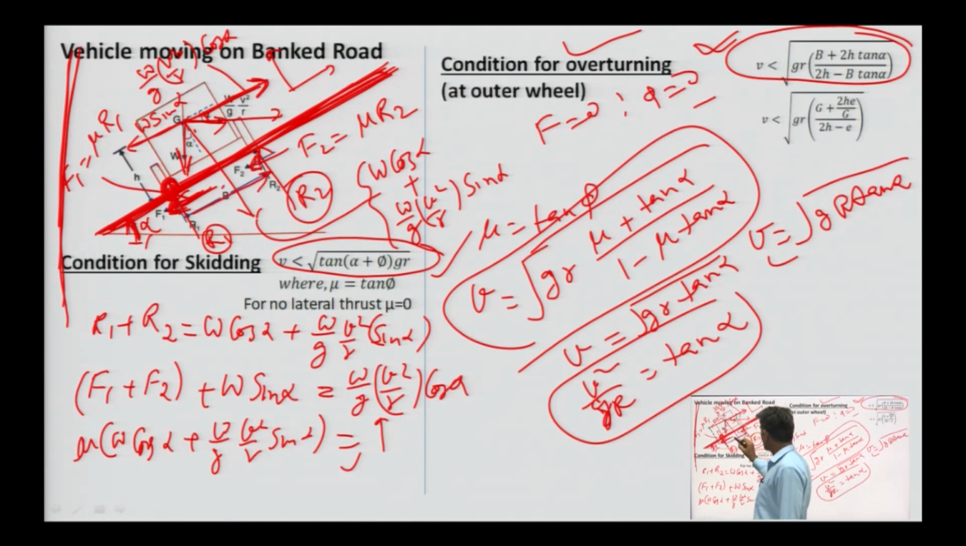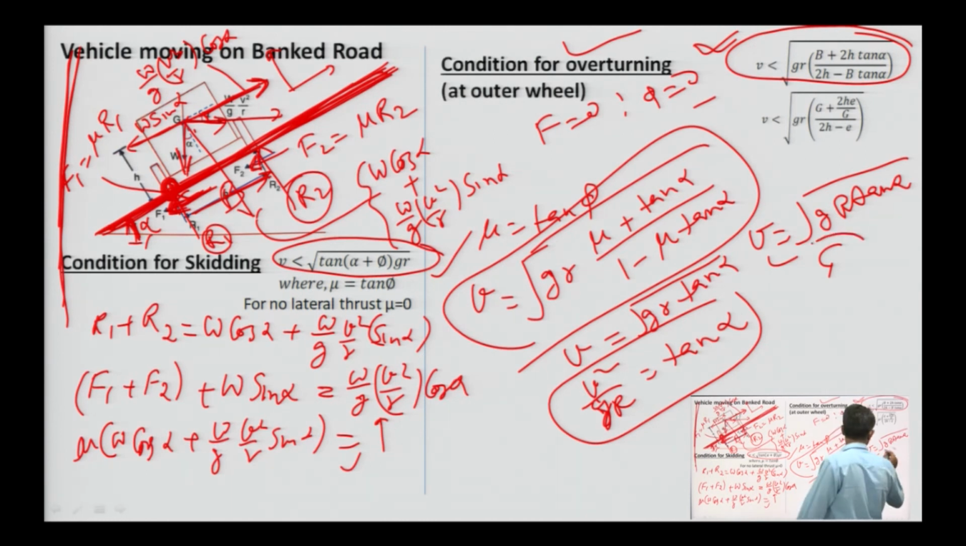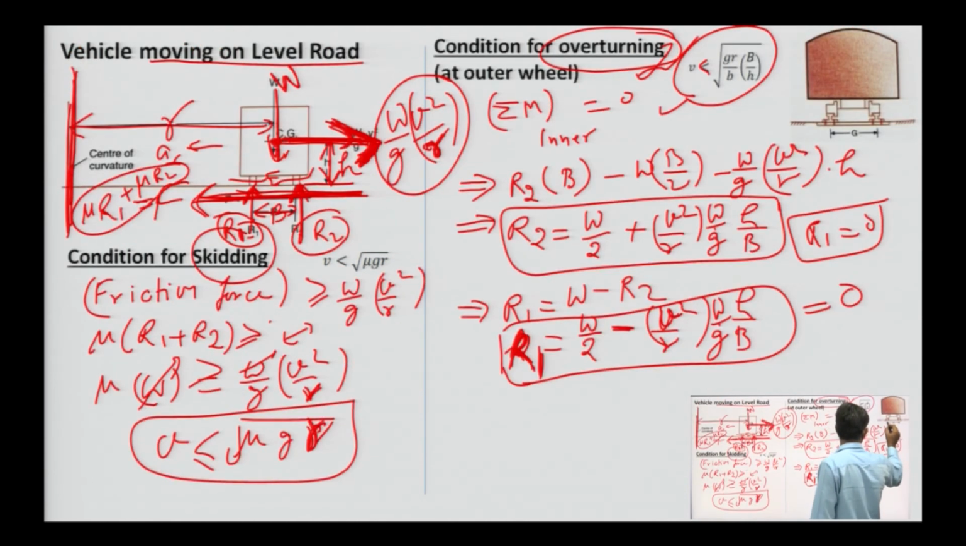What is this value of B? This value of B is the length of broad gauge, narrow gauge. Let me show here. B is this. Okay, this is B. So, B is equal to G.